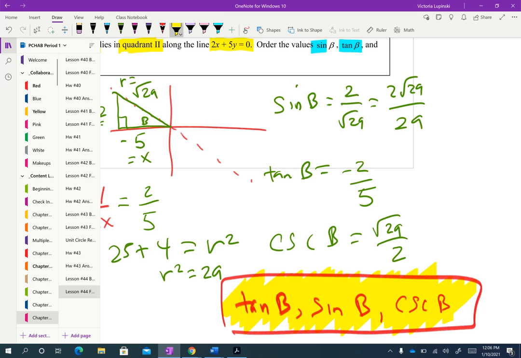So you should now know how to confidently draw and find ratios in all 4 quadrants. Remember, All Students Take Calculus is just a memory device to assist you.